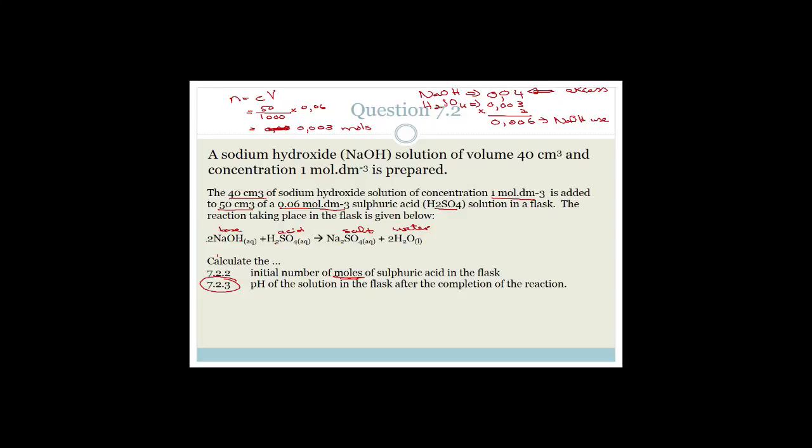So do you agree? We can work out what is left over. We started with 0.04 moles of sodium hydroxide. We've used 0.006 moles of sodium hydroxide. So what is left in solution? Do you agree that what's left in solution is going to be 0.034 moles of NaOH? That's how much is left in solution. We'll have used up all our sulfuric acid, but we'll have this much left in solution.